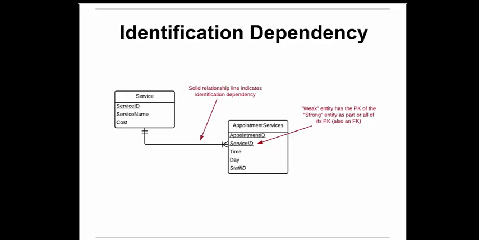Because appointment services is weak, what that means is it has the primary key of the strong entity as part or all of its own primary key. And that also means that, in this case, service ID is a foreign key back to service. That's the linkage between these two entities. Because service ID is part of the primary key, appointment services is considered to be a weak entity, and the relationship between these two entities is considered to be an identification dependency.